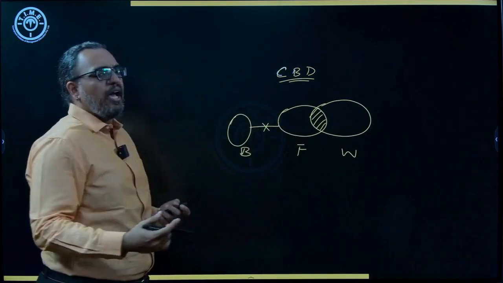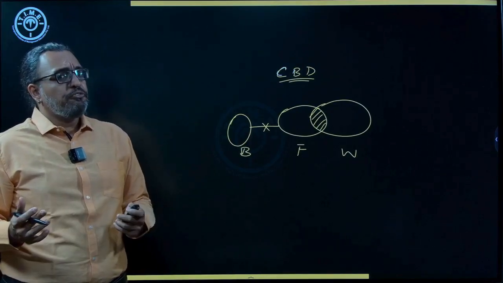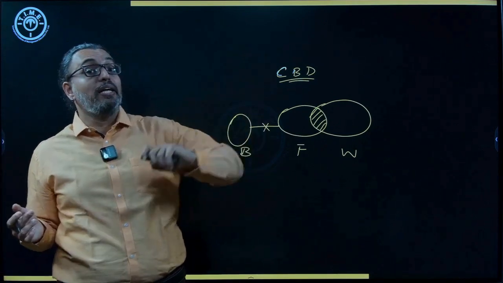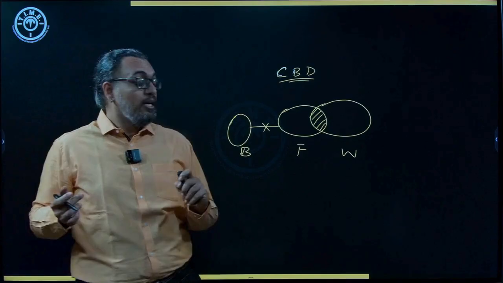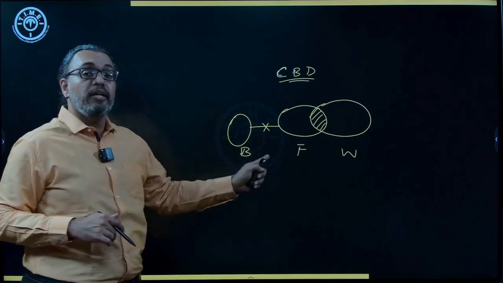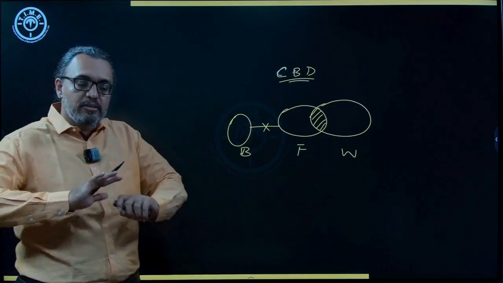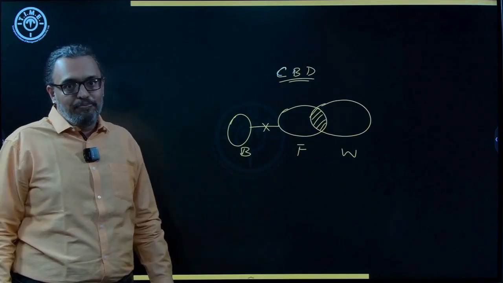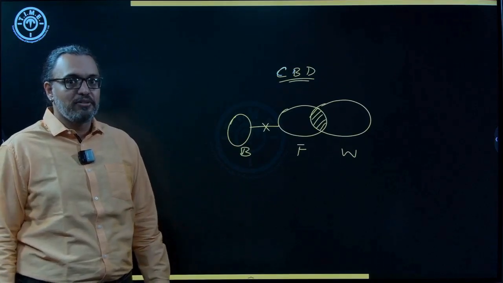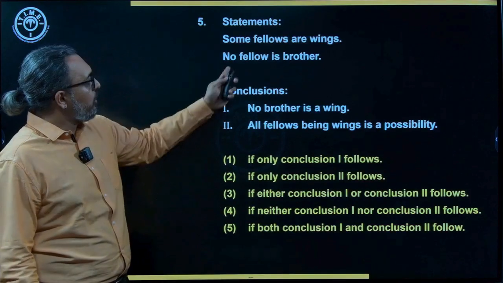So no usually has 2 separate circles. Just by drawing 2 separate circles, it may not be sufficient, because you also need to understand, am I able to satisfy my statements in my alternate diagram also? Correct? So when you have a no, make this indication like this, from boundary to boundary and a cross mark, saying that the boundaries should never overlap. No means no overlap ever. So this will help you understand the movement of the circles easier, those indications. So some fellows are wings, no fellow is a brother. That's what we have as the statement.